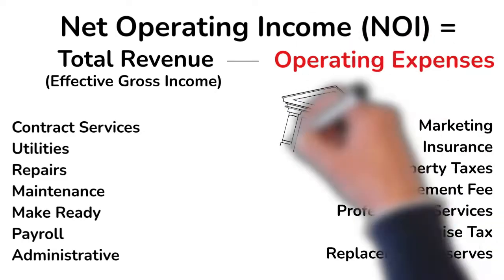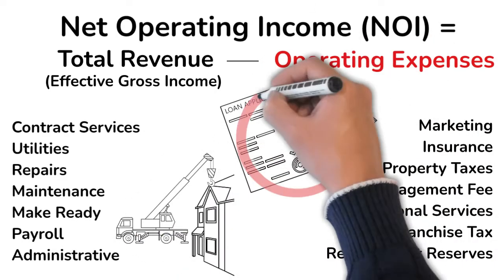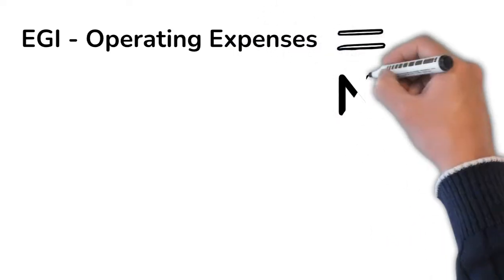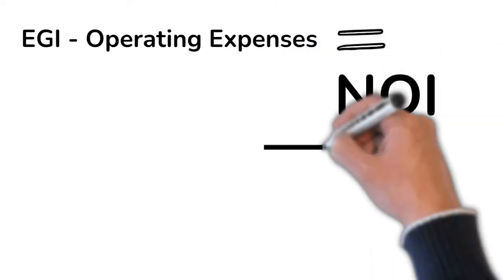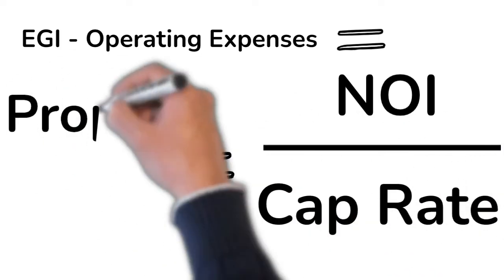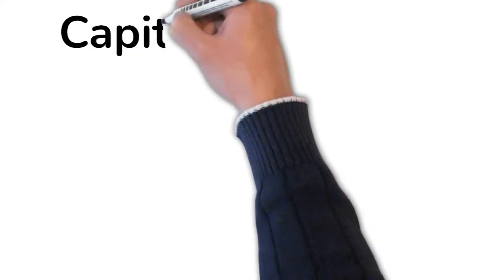Notice what is not included: the debt service, or the capital expenses. These are not operating expenses, so they do not contribute to this calculation. So just take the EGI minus the operating expenses, and voila, we have our NOI. Now we just take the NOI and divide it by the cap rate, and there we have it, the value of the property using the income approach.